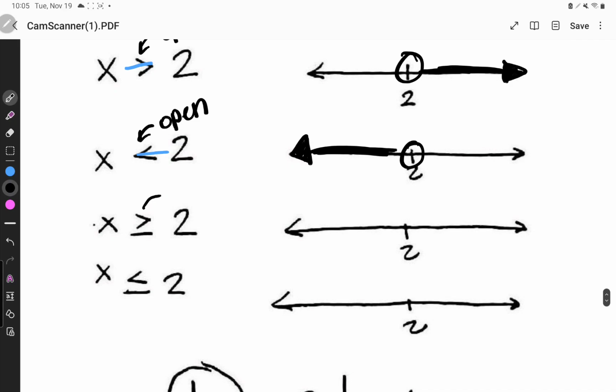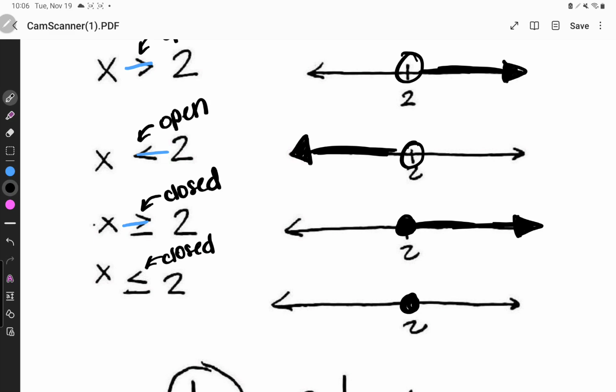Now this one has a line underneath it, so it's closed. So we put a closed dot here, and then this points to the left direction. This one has a line underneath it, so it's a closed dot. And then it's all numbers that go to the left because it's less than 2.